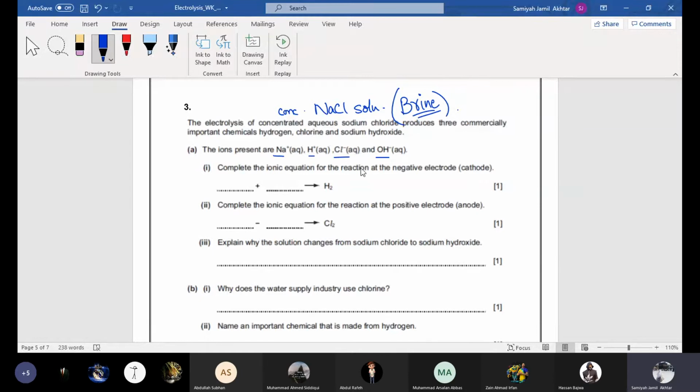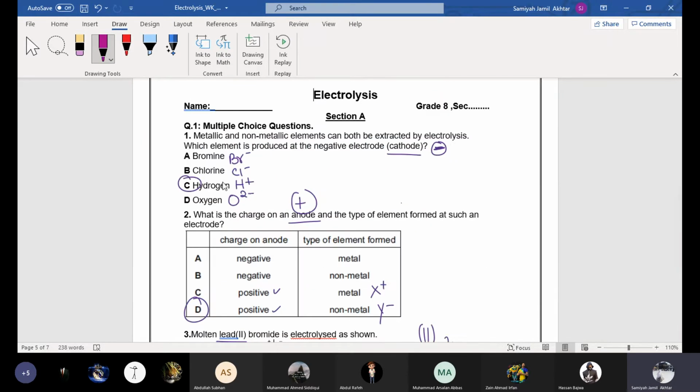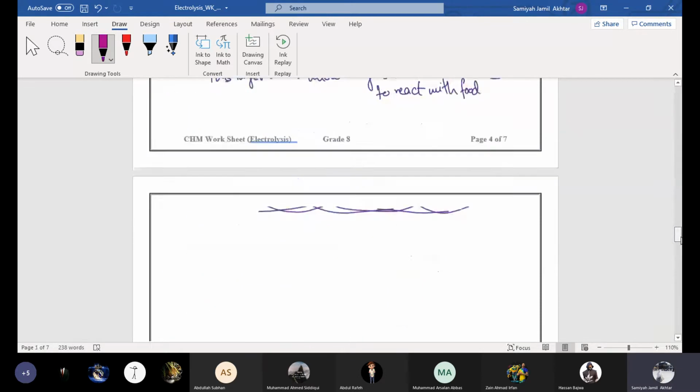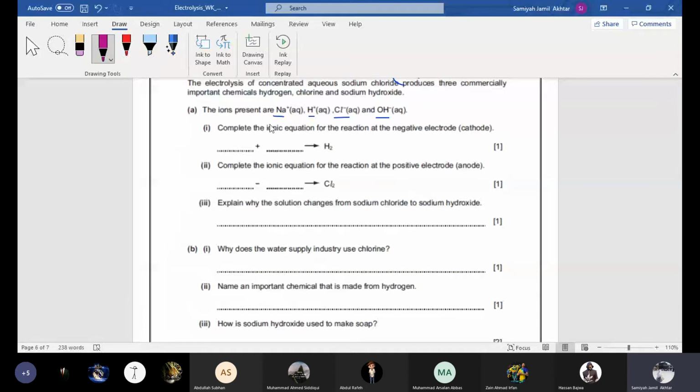Complete the ionic equation for the reaction at the negative electrode. H+ plus 1 e-. Because there is Na+ and H+, from both of them hydrogen is placed at a lower position, so obviously it will discharge. 2H+ plus 2e- gives hydrogen gas.